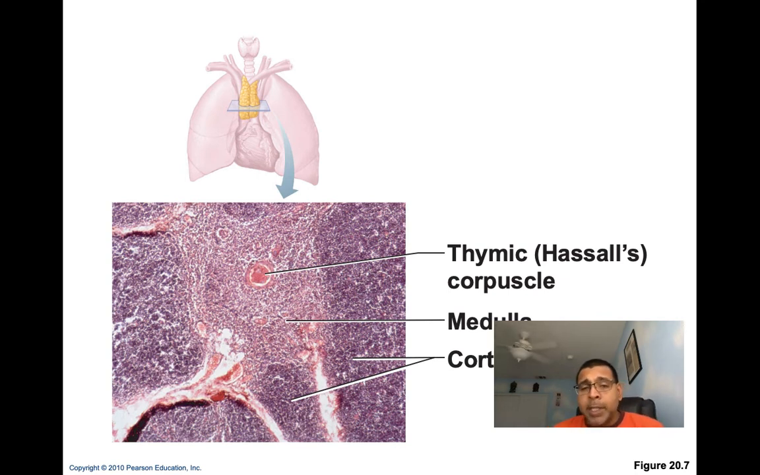This thymus is prominent in newborns. It's highly active in the first year of life. And then after puberty, it starts to atrophy, and then it becomes replaced by fatty and fibrous tissue.